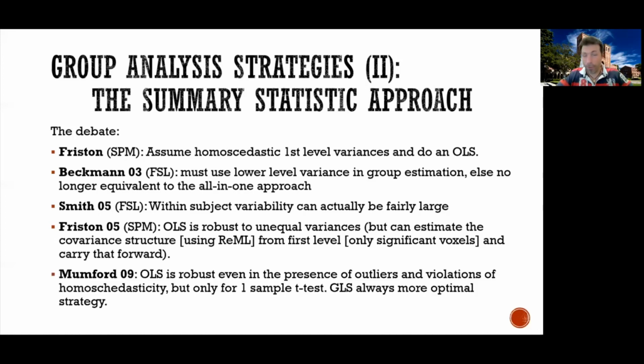Finally, however, Jeanette Mumford wrote a wonderful paper in 2009 showing nonetheless that indeed the OLS is really very robust both to violations of homoscedasticity, so both to unequal variances at the first level, and even to the presence of outliers. However, this was only true for one sample t-tests. So if you're doing anything fancier than a one sample t-test, the OLS might actually not be robust to any such violations. So a GLS, or in other words, a weighted least squares, really, is typically just a statistically more appropriate path to pick.